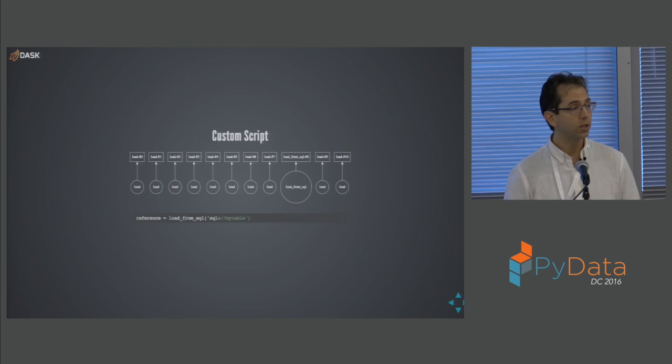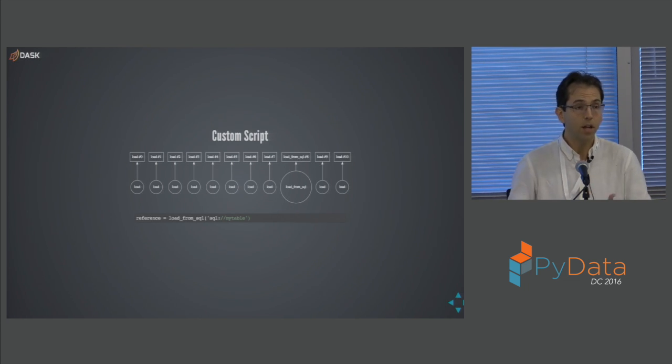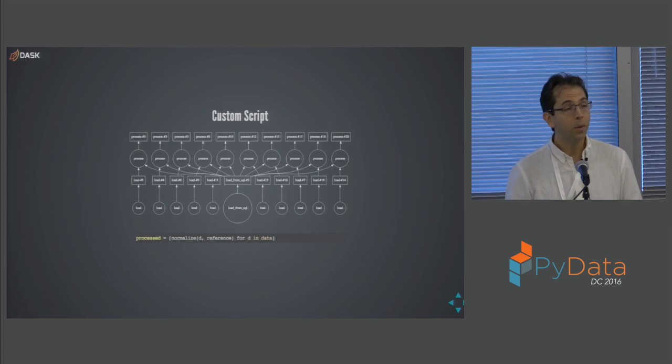I'm going to load in some special data set, some reference data set, maybe from some SQL database. And it's a different computation, but it can still be run in parallel. Then I want to normalize all my pieces of data against that normal reference data set. So here, this is not quite a map. It's something slightly more complex, but it's still clearly a lot of parallelism here.